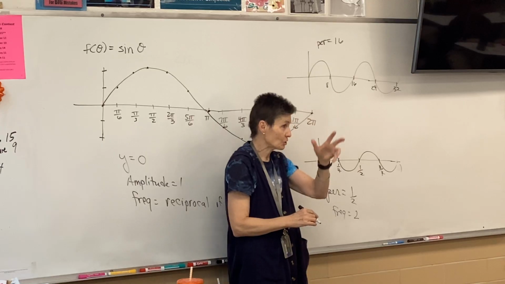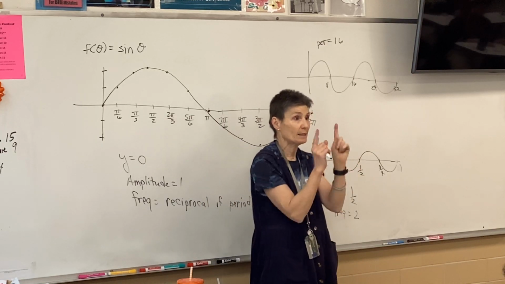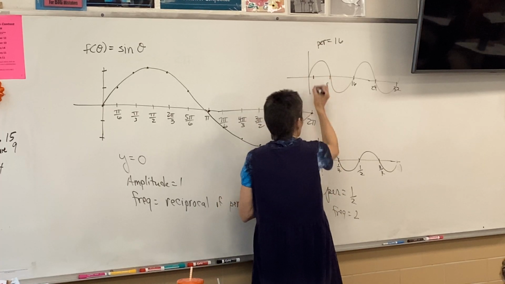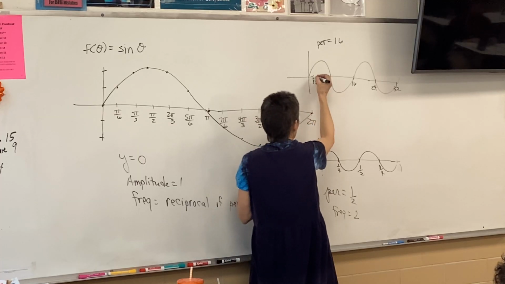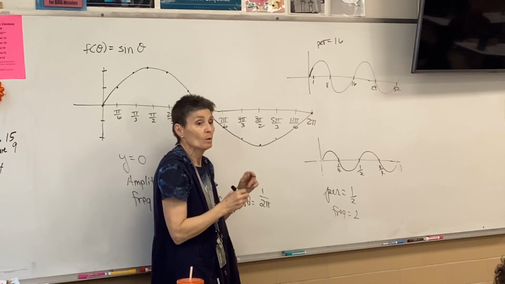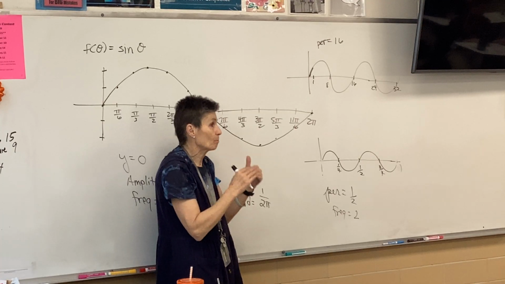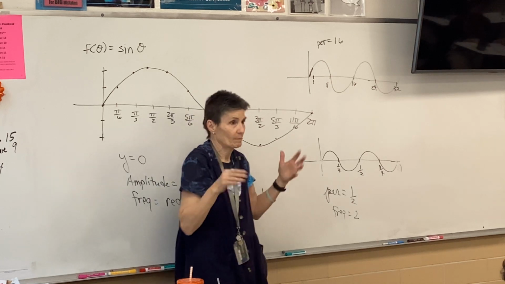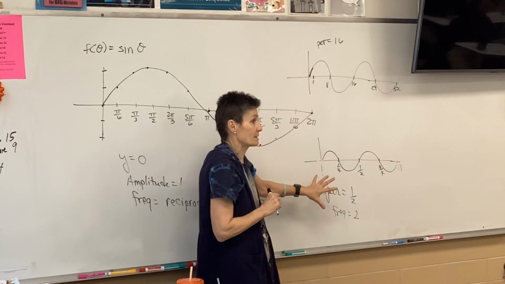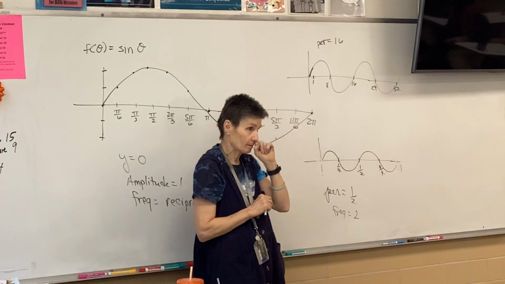Period is how long it takes you to do a cycle. Frequency is how many cycles you get in 1 unit. So let's come up here. That's 1 unit right there. How many periods do I get done in a unit? 1/16 of the picture. Okay? Frequency is the reciprocal of period. I mean, that's how you calculate it. But that's what it means: how many cycles we get in 1 unit of length.